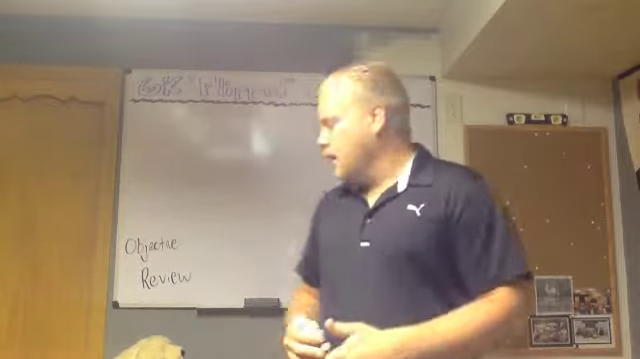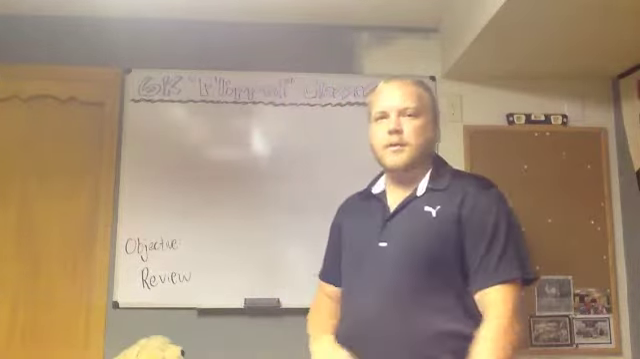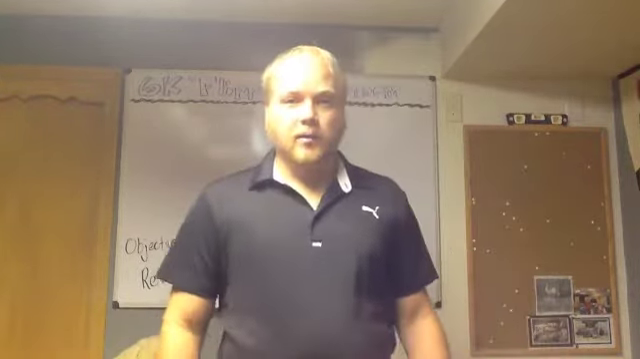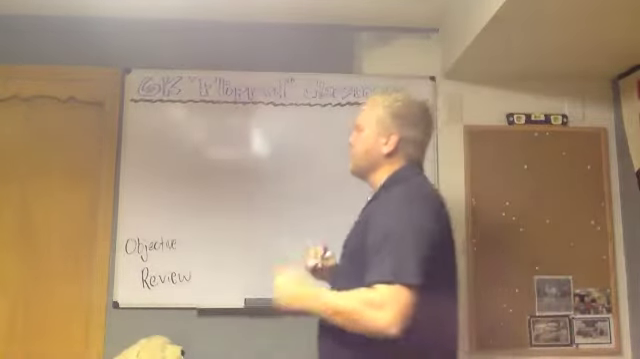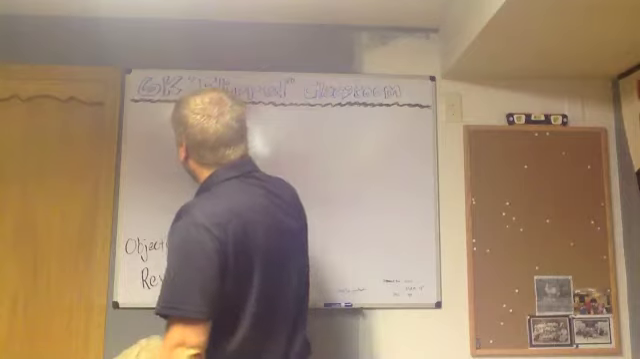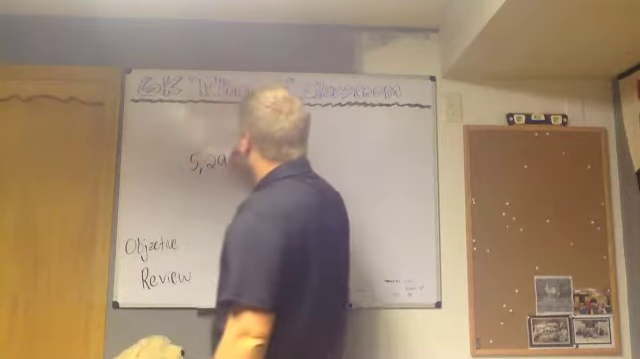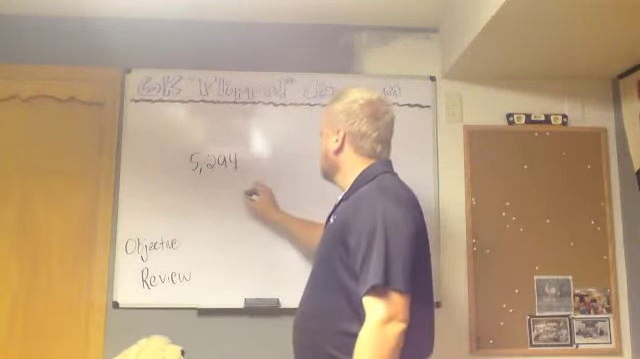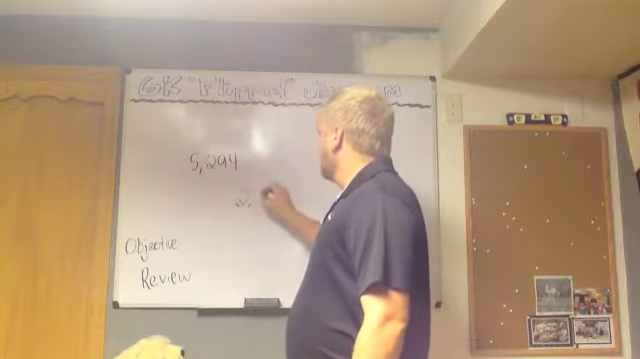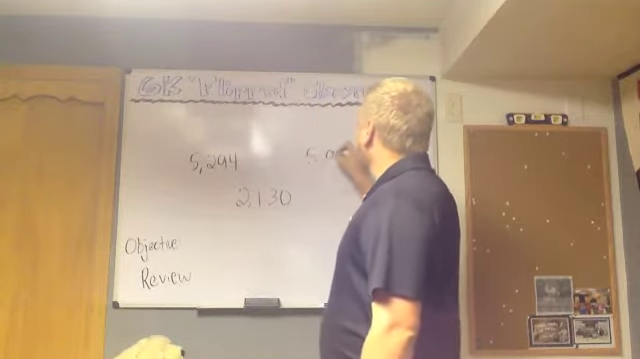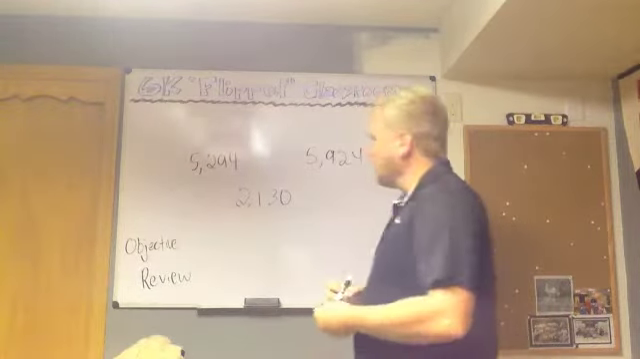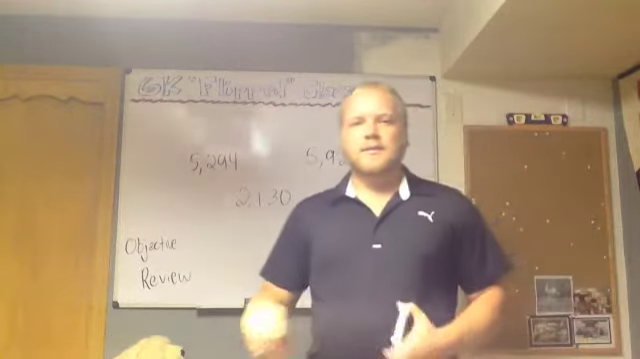I'm going to go over one problem like that. On this one today, I'm going to write a problem, you're going to pause it and practice it, and then you're going to check it with me. So, the first kind of problem is the one where we order numbers least to greatest. If we have 5,294, 2,130, and 5,924, we're going to order those least to greatest.